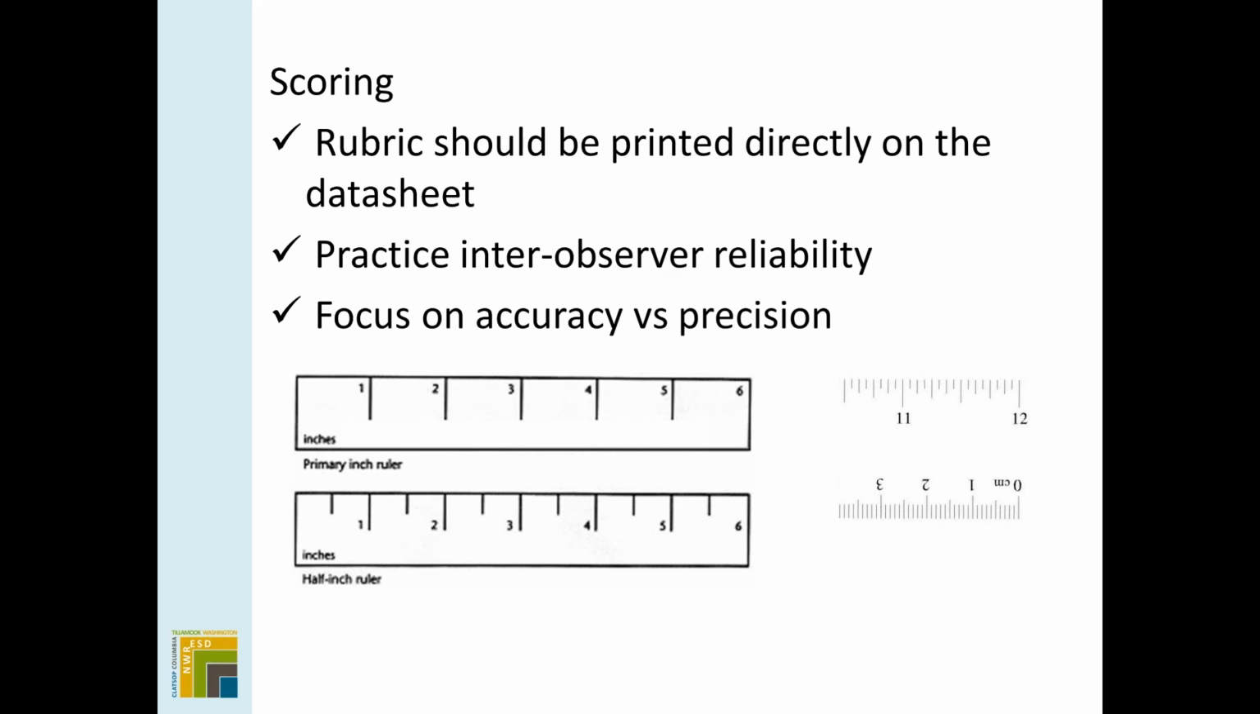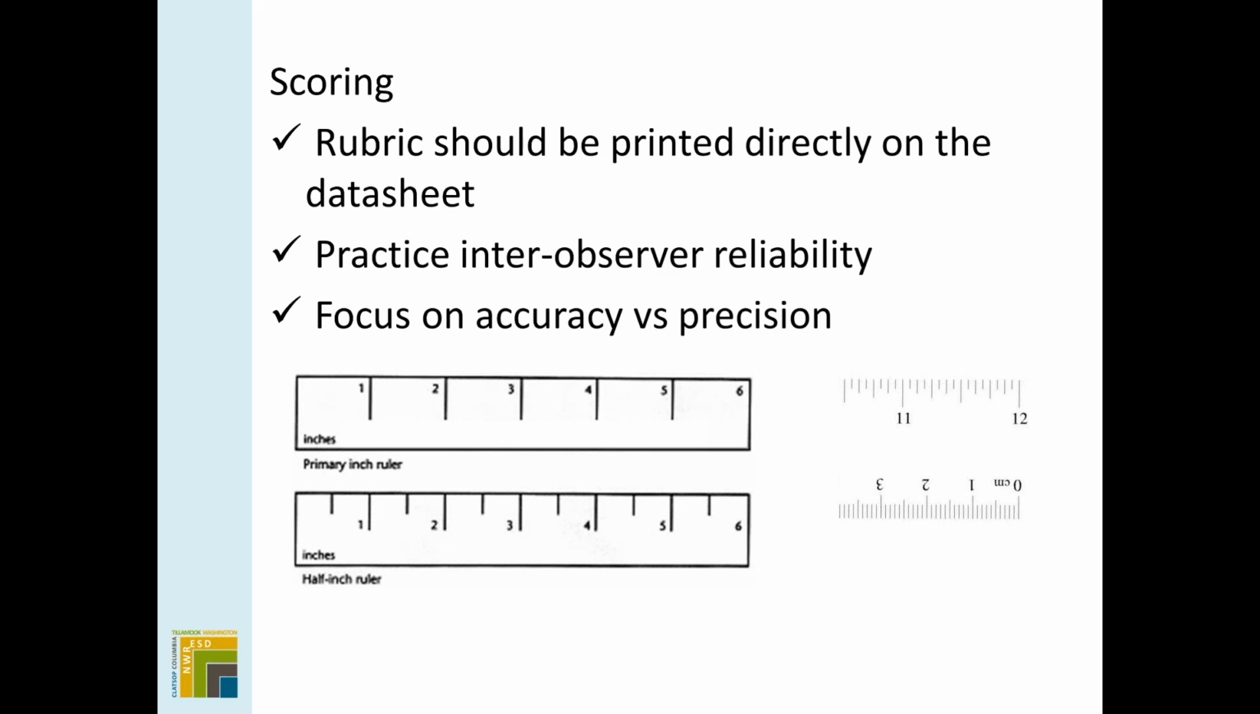So here I've got two different rulers. They're not to scale, but we're pretending that these are both inch rulers. The ruler on the left is measuring to the inch versus the half inch, and the ruler on the right is measuring to the 1/16 of an inch. Both are still accurate at measuring what an inch is. It's just that the one on the right is more precise.